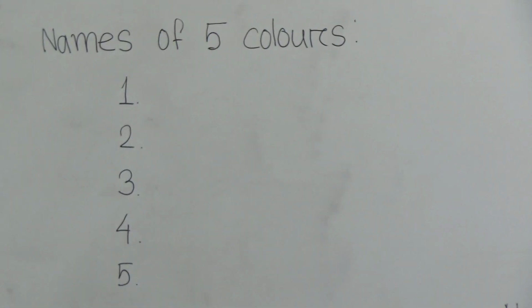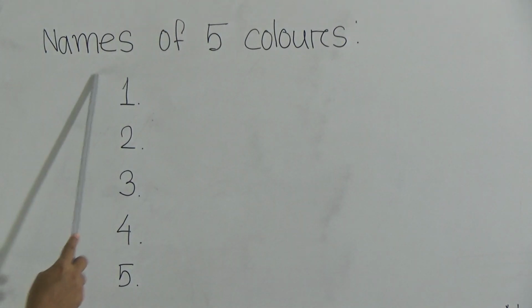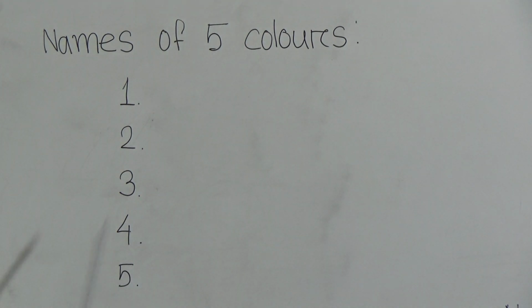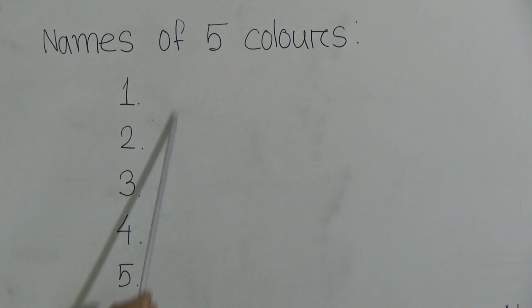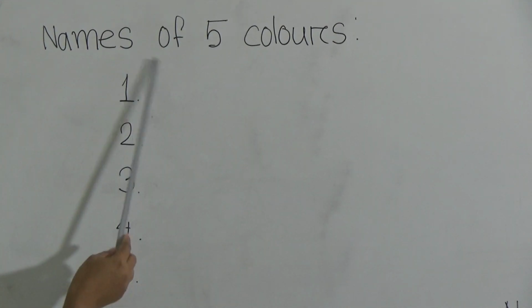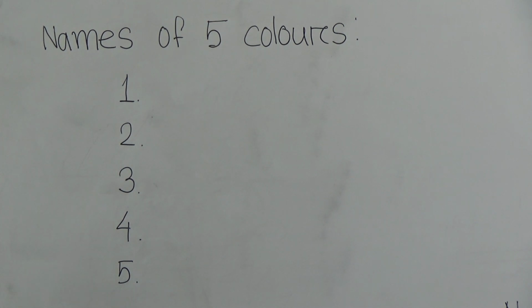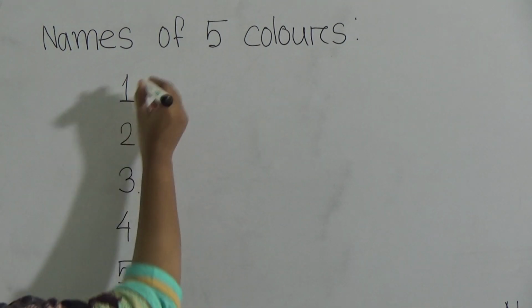Students, look, our question is names of 5 colors. In your exam, you have to write names of 5 colors. You can write any names. If your spelling is correct, you will get all marks, that means full marks. And today, I am going to tell you 5 names. First, I am going to write the name of red.